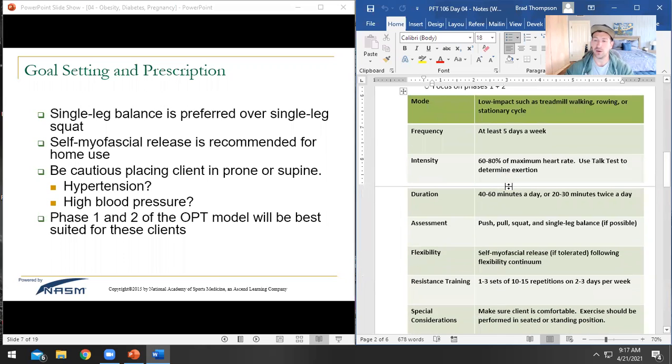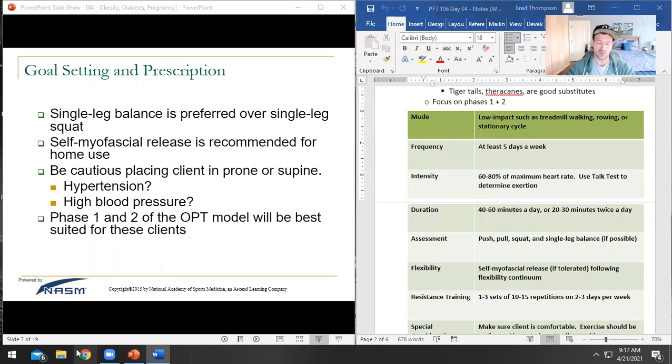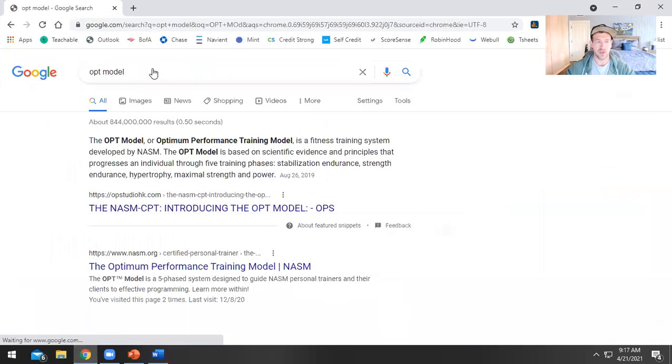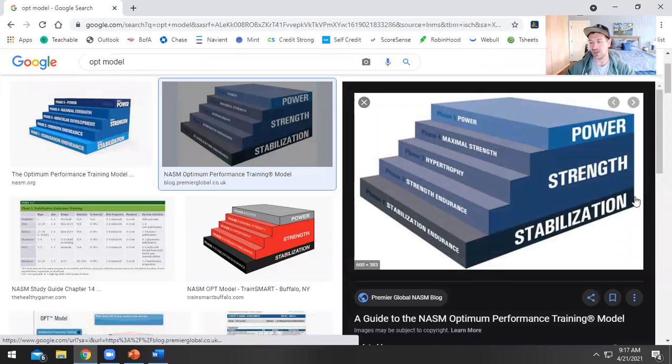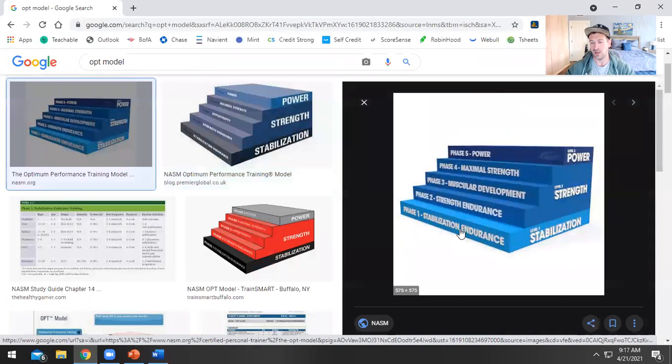And then we're going to focus primarily on phases 1 and 2. So if we look at that OPT model, we are primarily spending our time in this bottom section of the pyramid, right? Phases 1 and 2, because these are our 2 highest calorie burning. Now, earlier I did say muscle building is very effective for obesity, right? Well, maybe we start to incorporate phase 3 as well. But generally, these 2 are our biggest, highest calorie burns. There's definitely some here, but these up here are not bad.